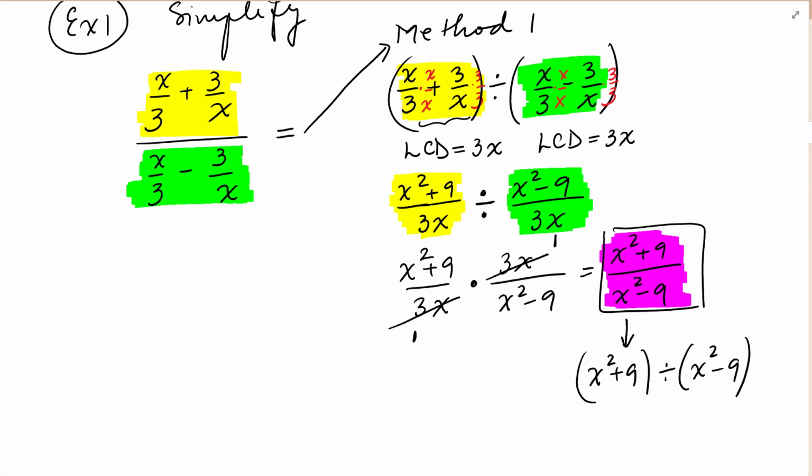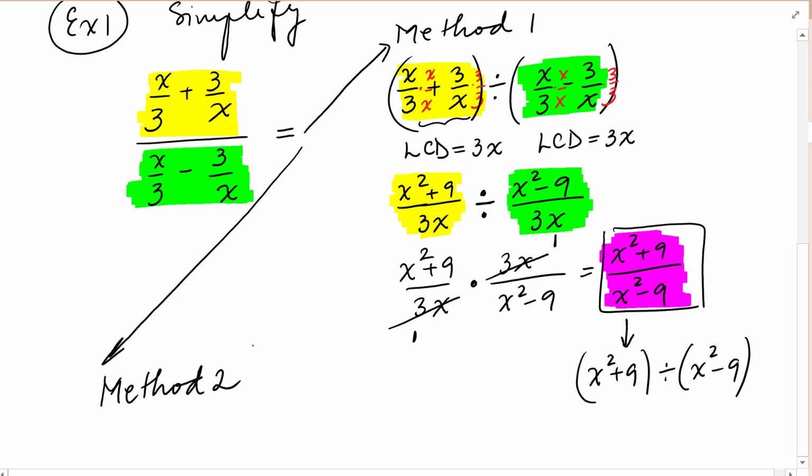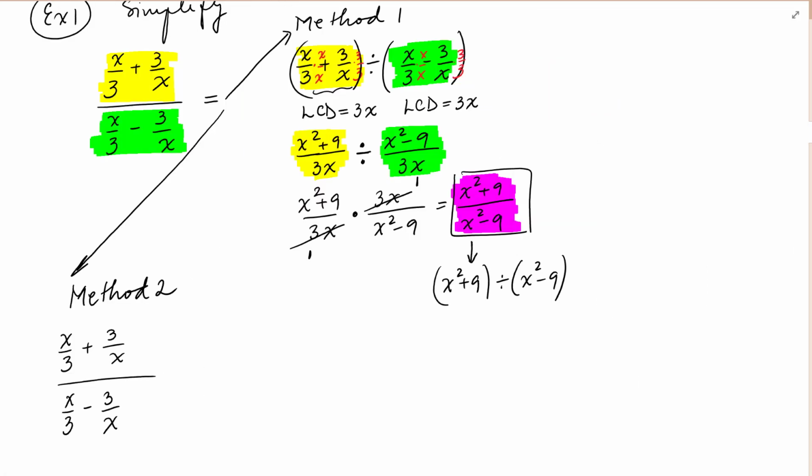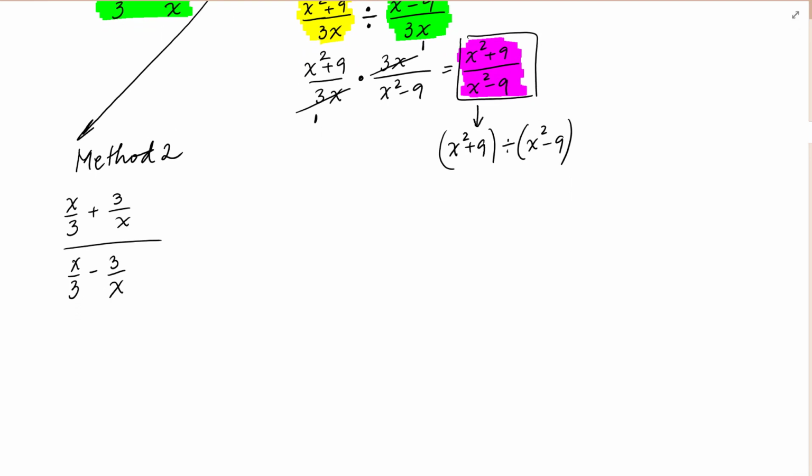Now let's try to solve the same problem using another method, method 2. To do this method, I'm going to write the problem again. The process for method 2 is to find the least common denominator of all fractions. So the least common denominator of everything, of all the denominators, of 3 and x, because those repeat. So it's 3x.